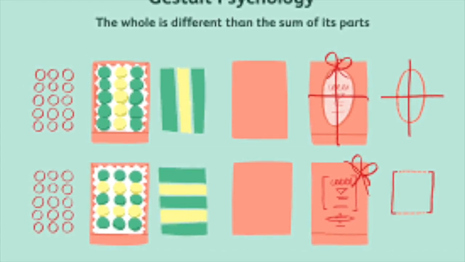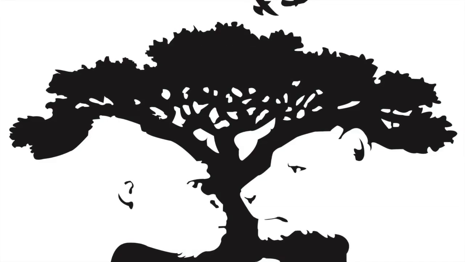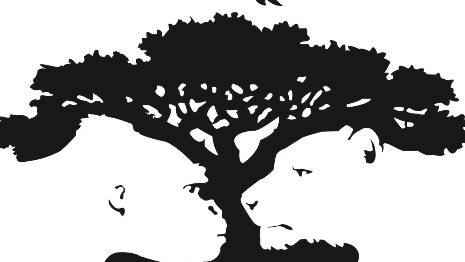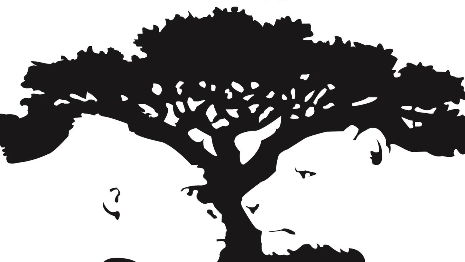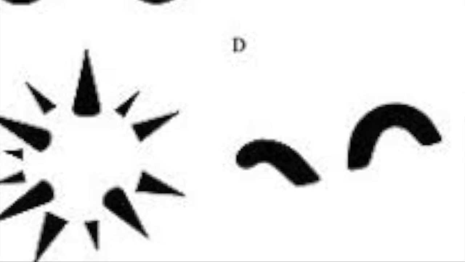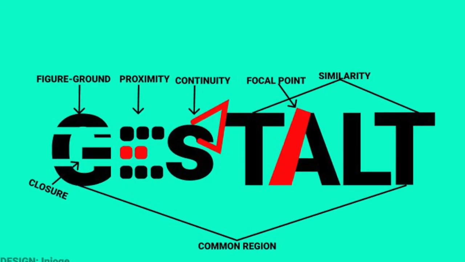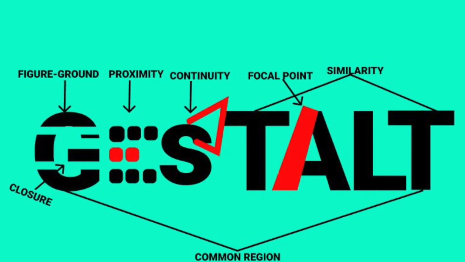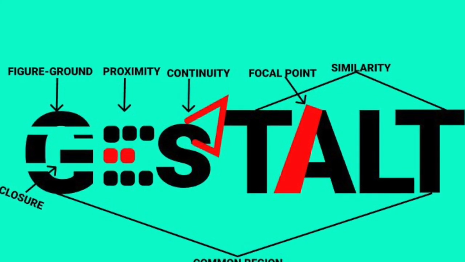For example, see it as a figure, as distinct from its surroundings, the ground. In psychology, this is called figure ground. We bring order and form to stimuli by organizing them into meaningful groups, following such rules as proximity, continuity, and closure. Grouping is the perceptual tendency to organize stimuli into coherent groups.